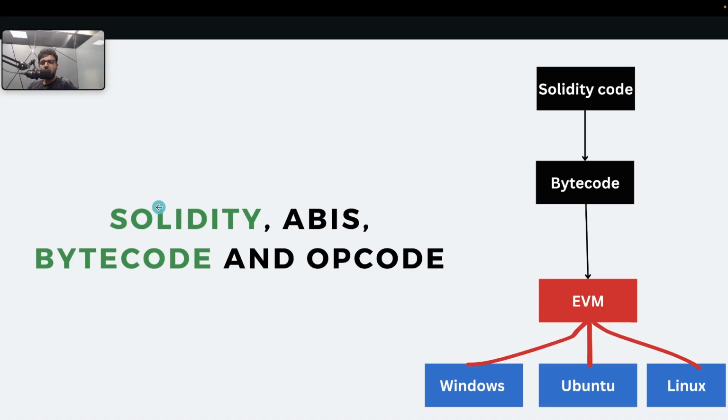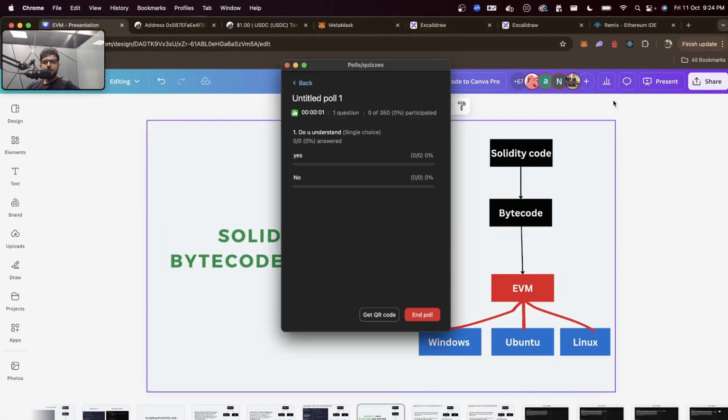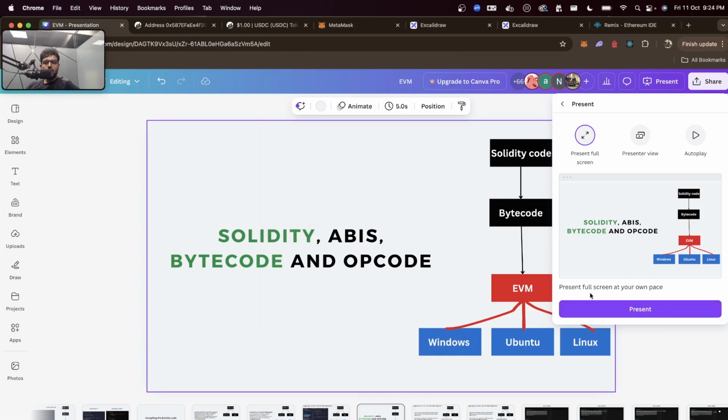So do we understand Solidity and bytecodes? Can I move on to opcodes next? Can we do a quick poll? 91% is beautiful. Let's move on to opcodes next.